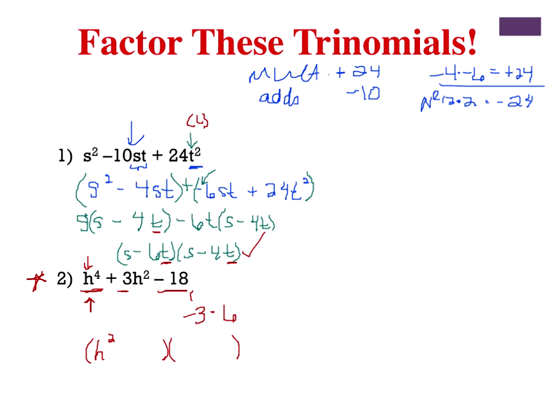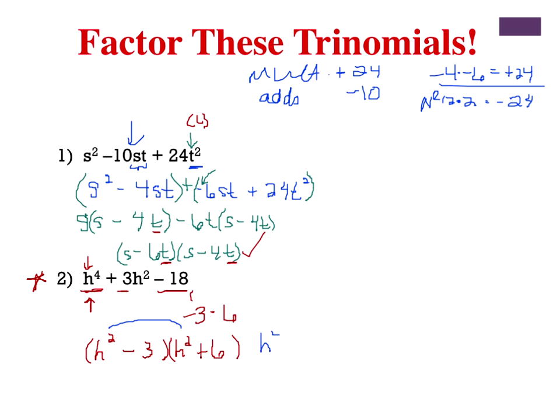So if I set up my binomial, then for h to the 4th, I know that h squared times h squared is one possibility. Good, and Ronmel and Jane have said, yes, it's going to be h squared. I'm going to use those terms, minus 3 and positive 6.